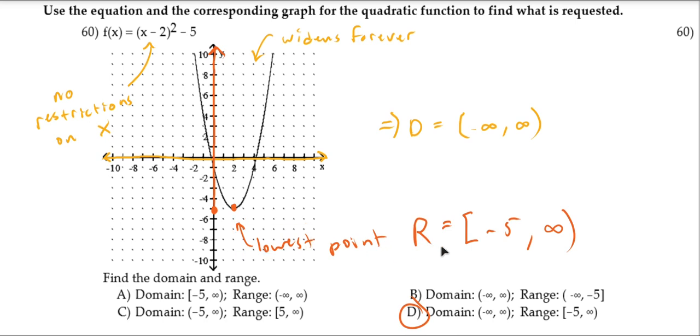On the other hand, the range, well, the lowest point on this graph, the lowest y value it attains is -5, and it doesn't get any lower than that. So we want to include -5, but we also want to exclude anything that's lower than -5. So we do that in this way. We say the range goes from -5 and including -5 up to infinity. And this is answer D.